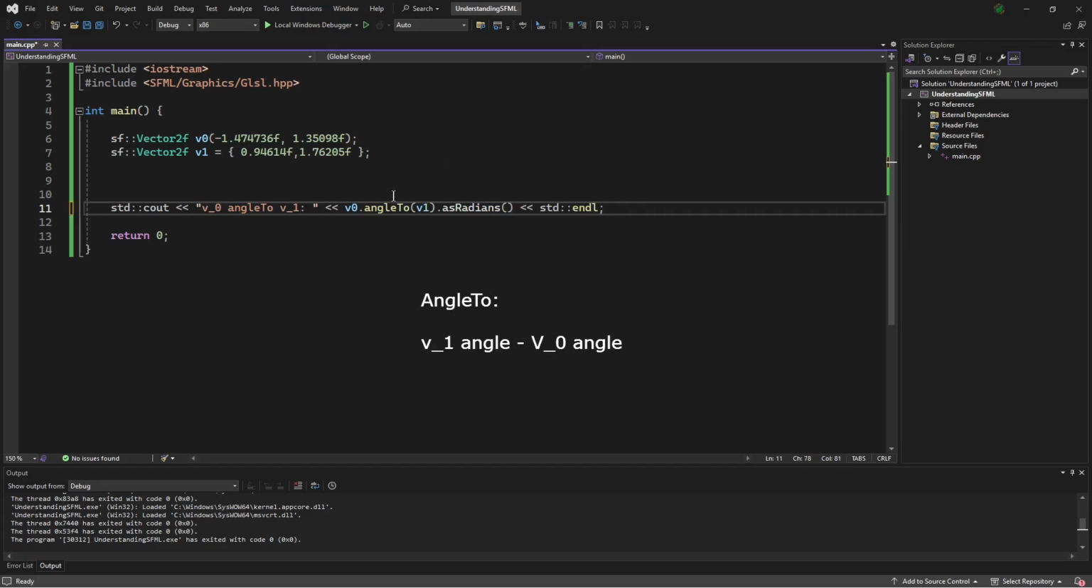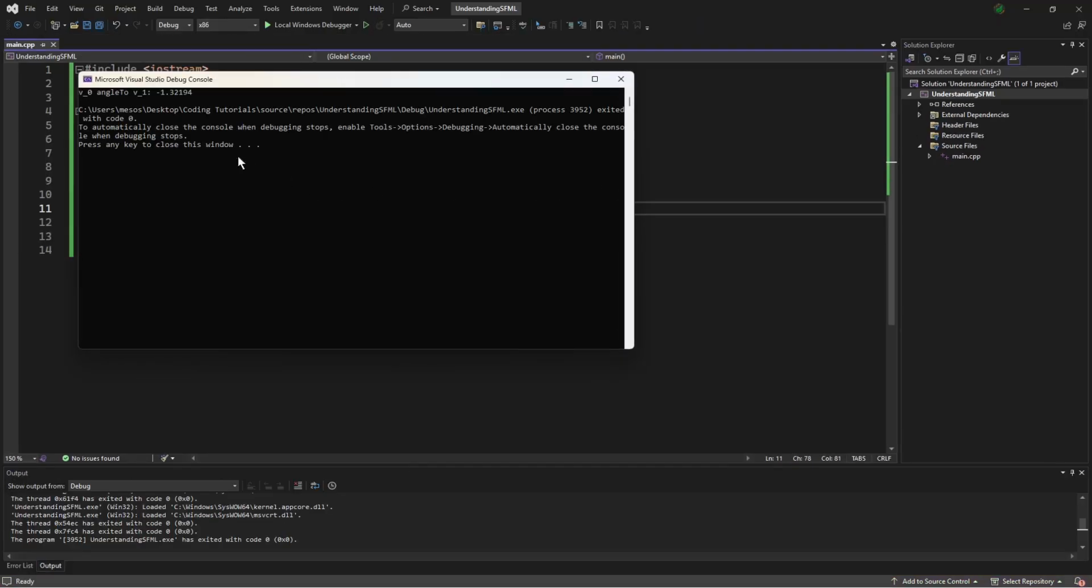For the function angle2, we will get the difference in angles of our second vector from our first vector. So here we would say v1 angle minus v0 angle. And we could check that out in the debug menu. And we can say it's about negative 1.3 radians.